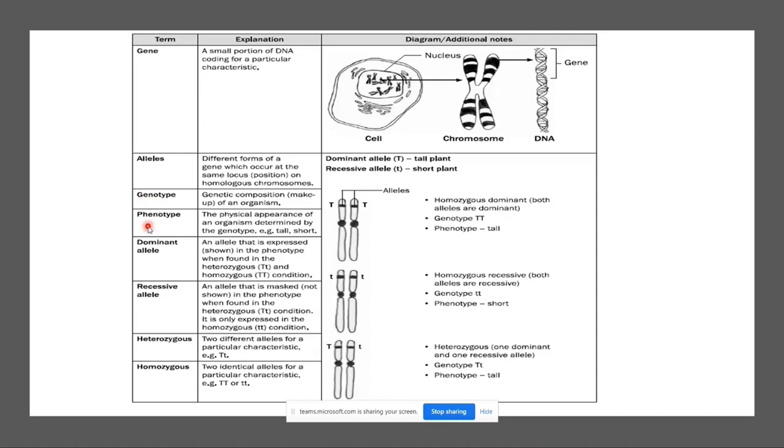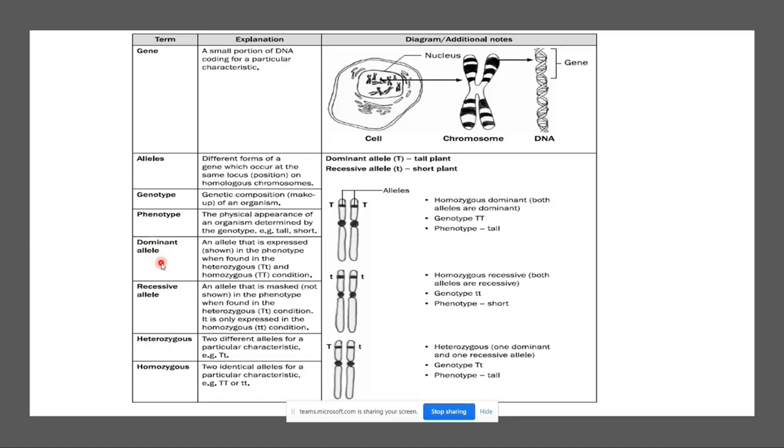When we speak of phenotype, your phenotype is the physical appearance of an organism. Whether you have blue eyes or brown eyes, whether you're tall, whether you're short, whether your hair is black or blonde, the physical appearance is the phenotype. Now remember, for every characteristic, we have a gene which consists of two alleles. Now, when we speak of a dominant allele, what is a dominant allele? That is the allele that is expressed in the phenotype, the one that we can see.